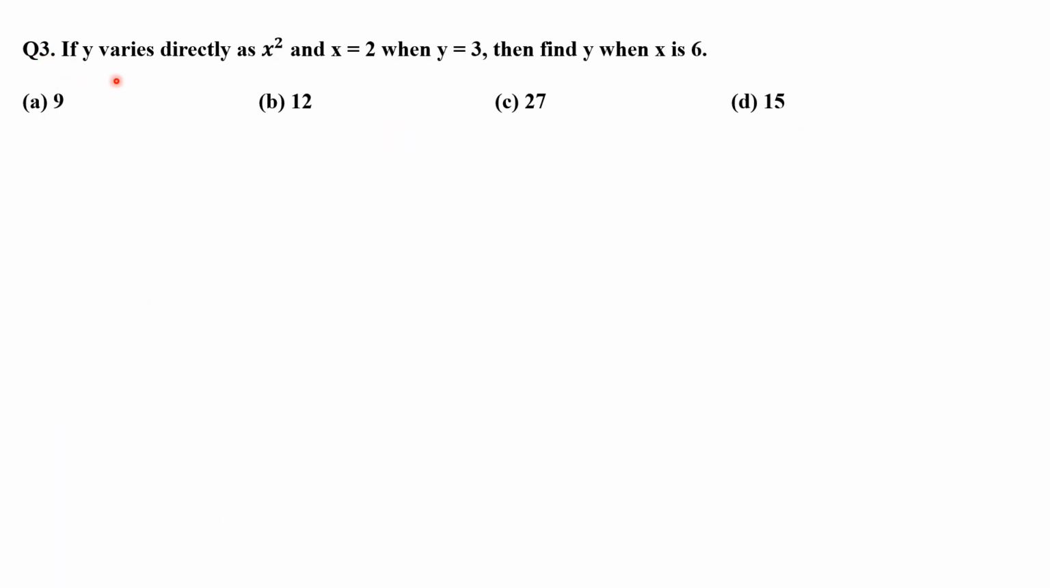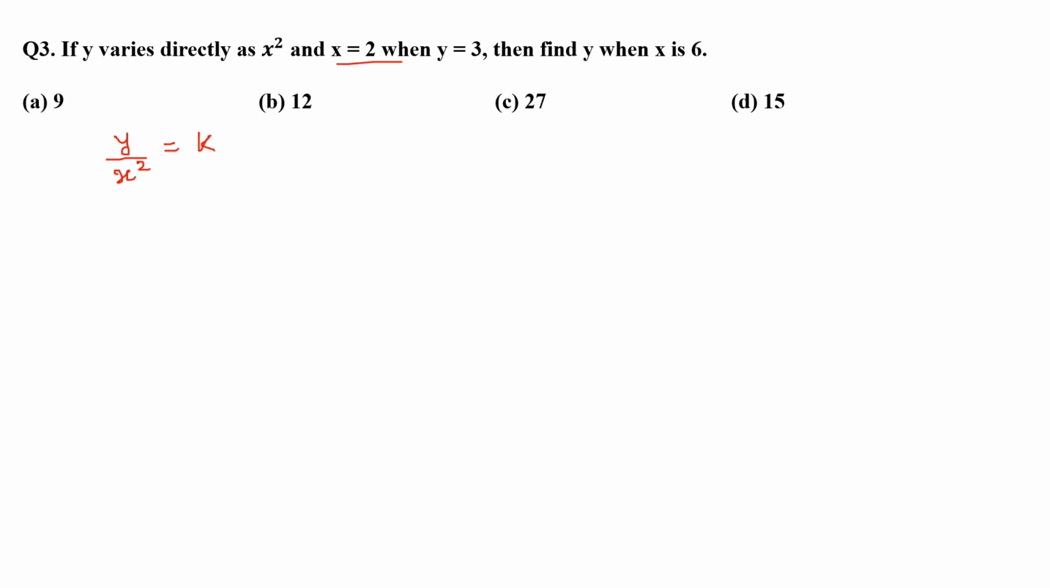Question number 3. If y varies directly as x square and x equals 2 when y equals 3, then find y when x is 6. Now here it is given y varies directly as x square, means y is directly proportional to x square. In the previous case, when x is directly proportional to y, we were writing x by y should be a constant. Now here, y by x square will be a constant, because y is directly proportional to x square. So the ratio of y and x square should be a constant.